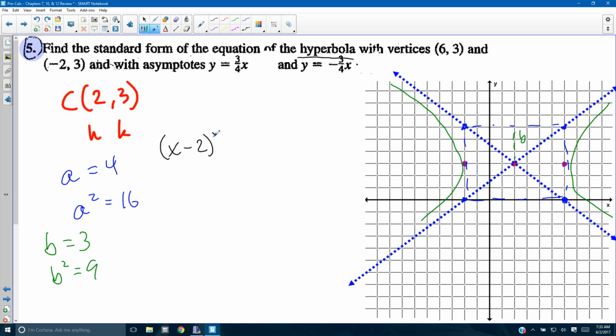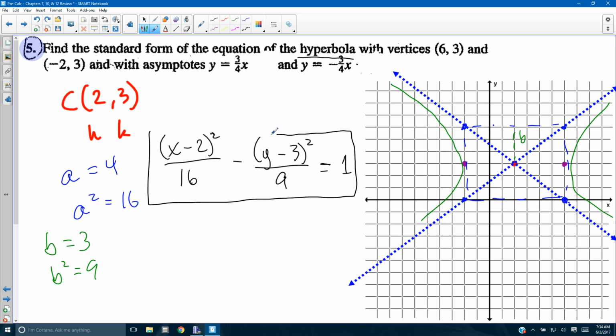Positive x minus 2 quantity squared over a squared, minus the conjugate axis is the other one. It's the negative variable, minus y minus 3 quantity squared over 9. That equals 1. A is not necessarily the larger number for a hyperbola. It could be. Not always. That's what we needed. We needed the standard form of the equation. Boom, just like that. You could expand this out and multiply by things as well. I'm just going to leave that as is right there in graphing form.